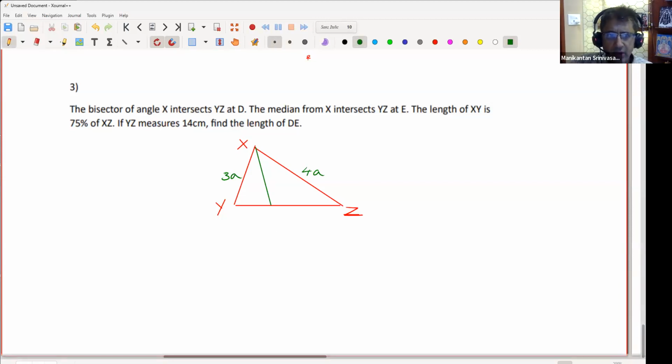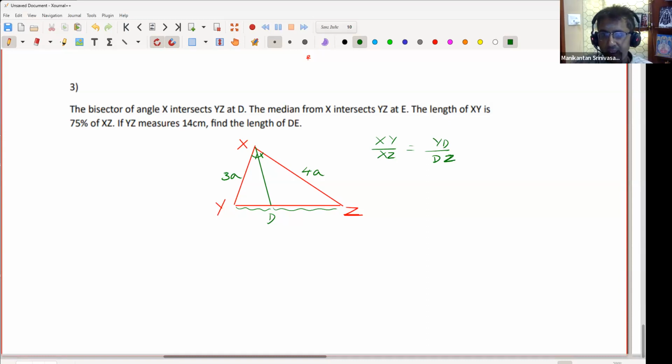So this ratio is 3:4, but you also know that this ratio is also 3:4 because of the property of the angle bisector. If this angle is getting bisected, one of the properties was XY by XZ will be the same as YD by DZ. That was one of the properties we saw. So this ratio is 3:4 in the bottom as well.